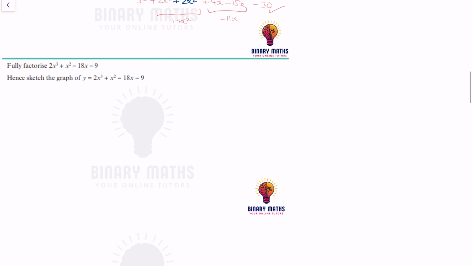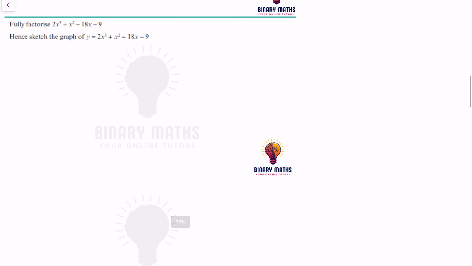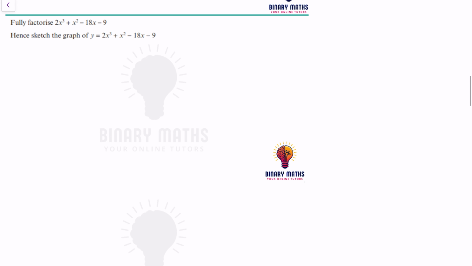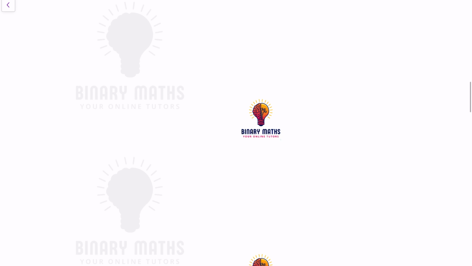Okay, fully factorize 2x cubed plus x squared minus 18x minus 9. So again, we have to use trial and error. Okay, the numbers are not that big, so I'm guessing it's going to be a positive number. 1 looks too small, so I'm going to try 3. So f of 3.